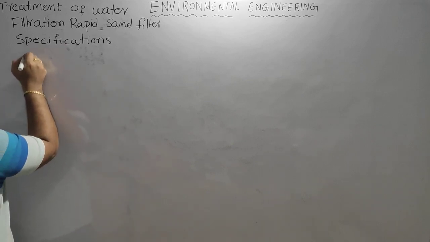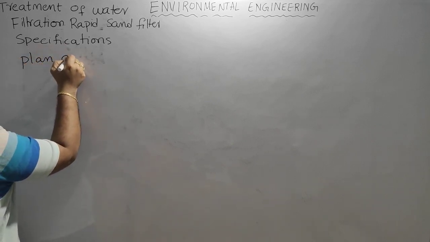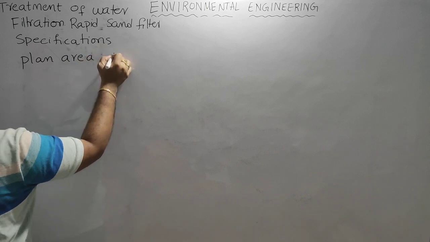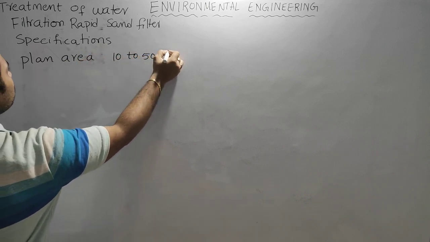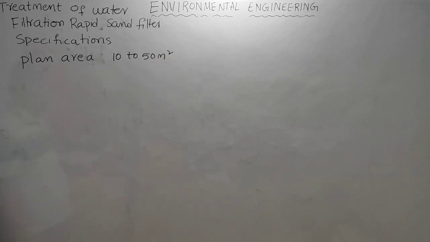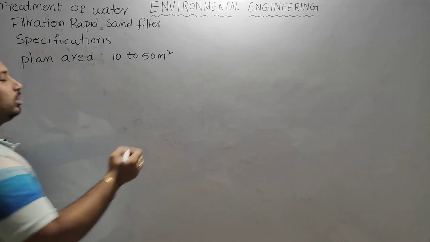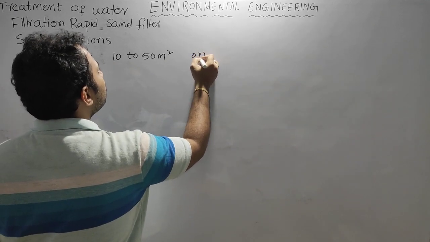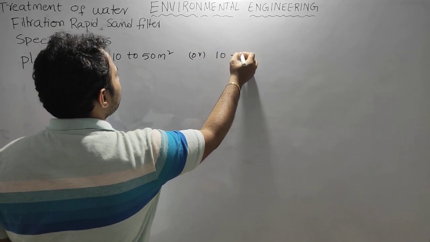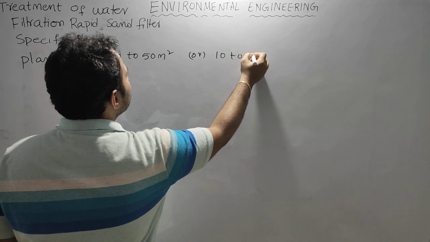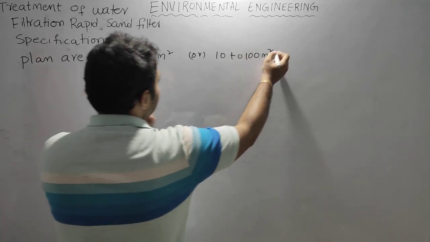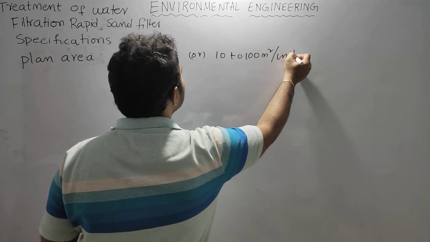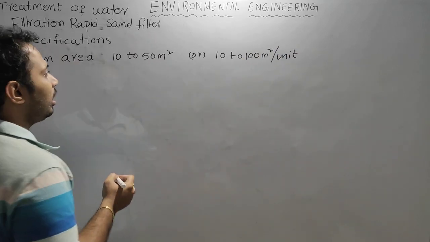So the plan area of rapid sand filter varies from 10 to 50 meter square, or sometimes it may be up to 10 to 100 meter square per unit. This is the plan area.